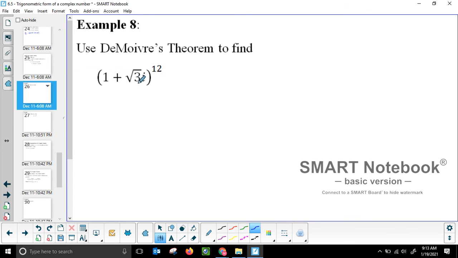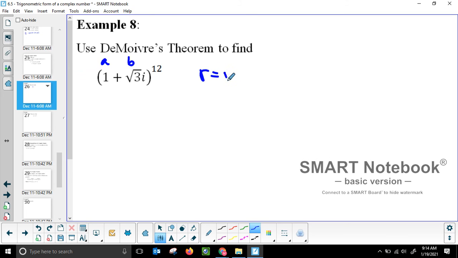Now here, obviously, it would be a real pain to try to do this in standard form. You would literally have to multiply this thing out 12 times, or if you remember Pascal's triangle, you could use that for binomial expansion, but even that is going to be kind of annoying. So what I'm going to do here, this is my A, this is my B, is first change this to trigonometric form.